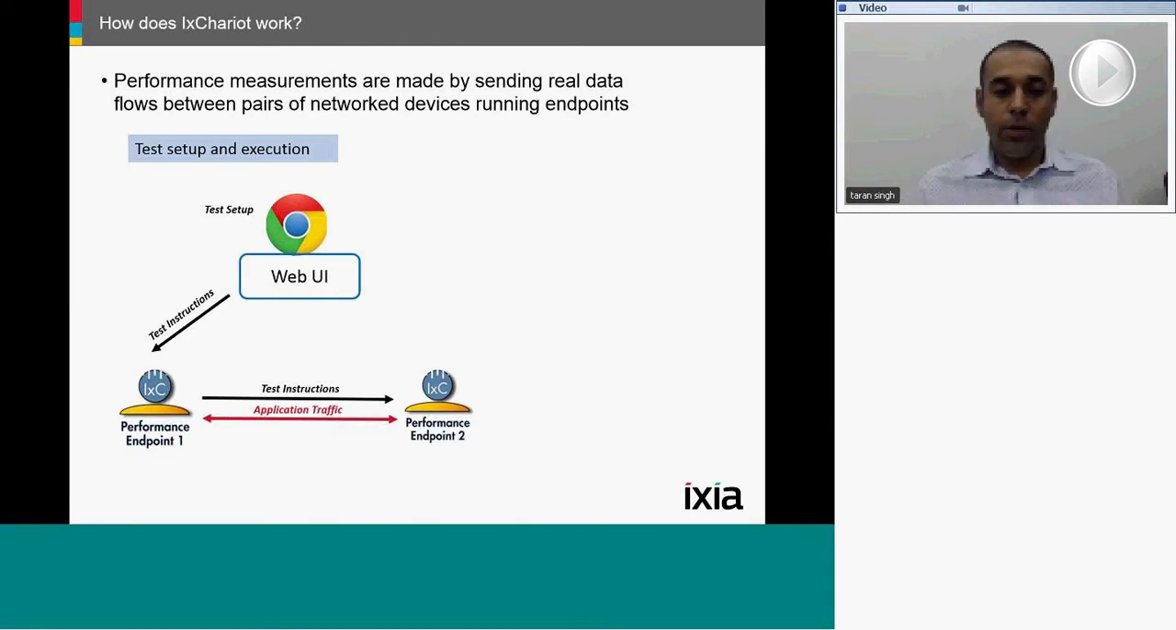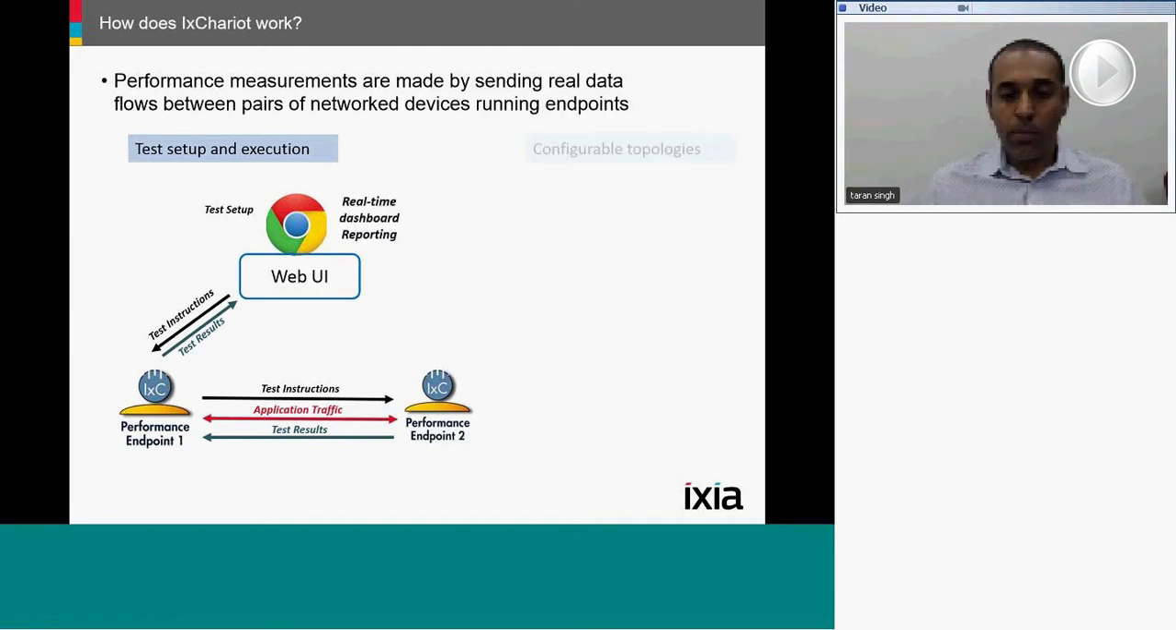Application traffic, by way of a variety of different traffic profiles we have, is then actually run between the endpoint devices, and then results are sent back from the endpoints to the web dashboard.